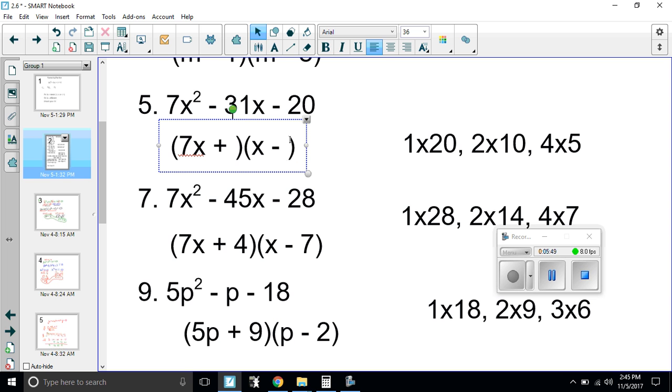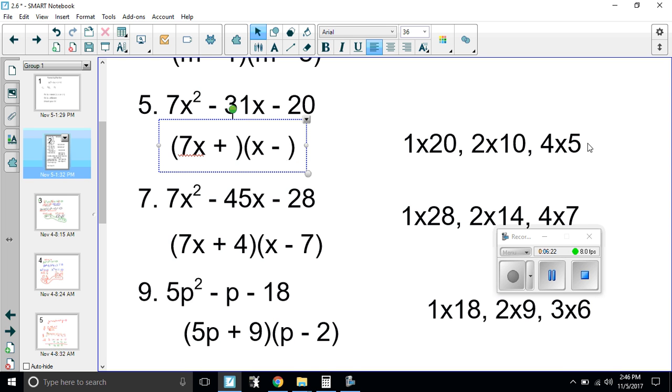So now I have to decide which factors to put here. Well, here are all of my factors of 20: 1 and 20, 2 and 10, 4 and 5. And just quickly, I'm going to think, what could give me 31? Well, 7 times 1 plus 20, that'd be negative 7 plus 20. That wouldn't. Let me try with my 2 and my 10. 7 times negative 10, that's negative 70. Negative 70 plus 2 is not even close. Or if I did 7 times negative 2, that's negative 14. Negative 14 plus 10, yeah, that's not going to work either.